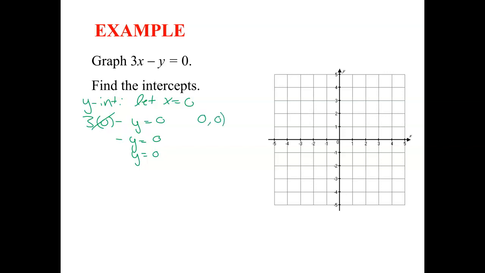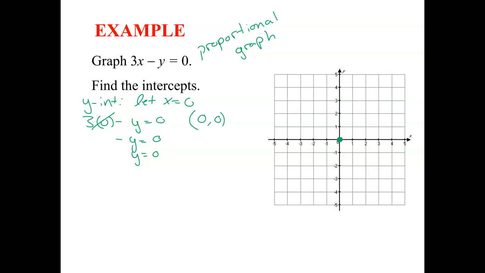0, comma 0. Well, if my y-intercept is 0, comma 0, what's my x-intercept? It's also going to be 0, comma 0. It's intersecting at the origin, so they both have the same intercept. We call this a proportional relationship, a proportional graph. It's a linear equation that passes through the origin. It's called a proportional graph or proportional relationship.